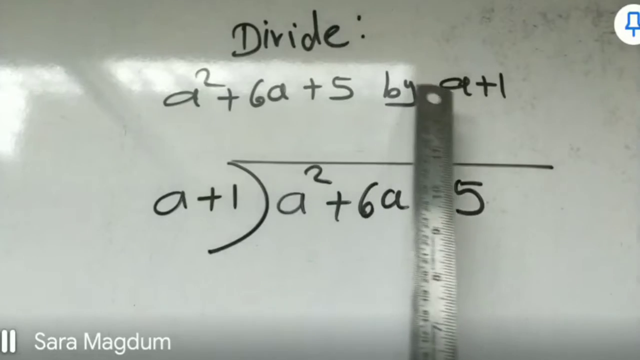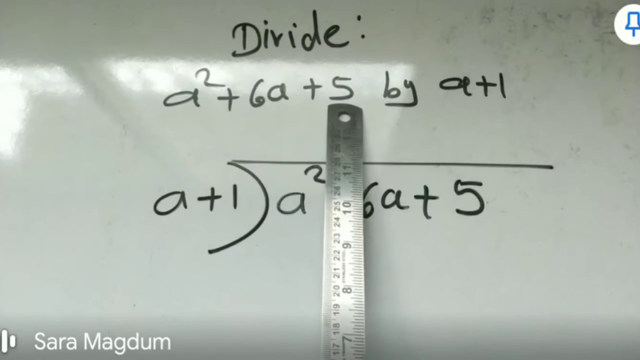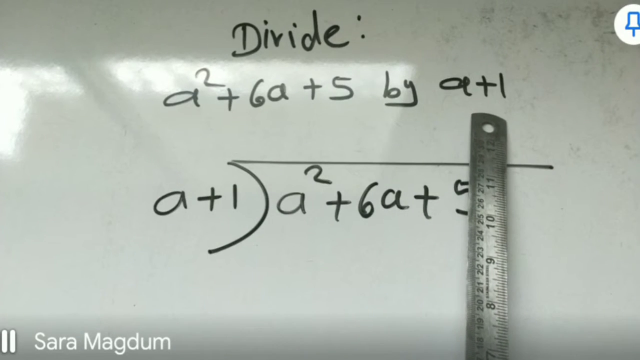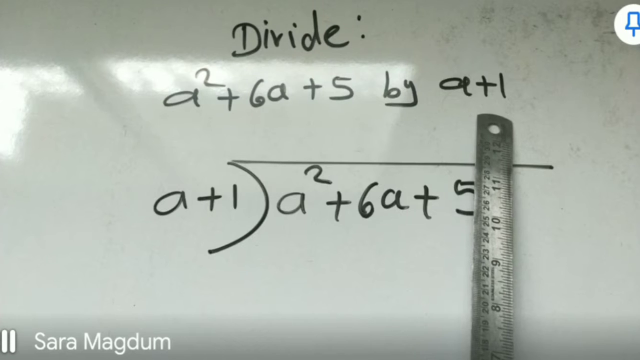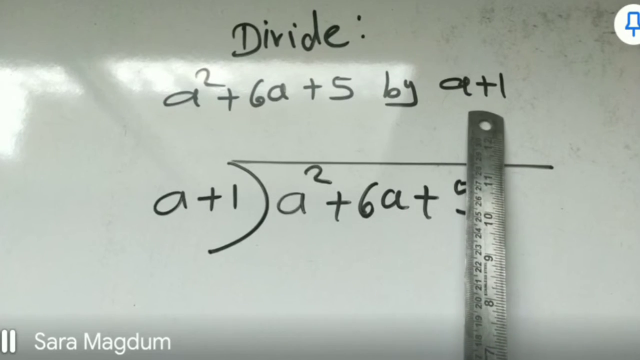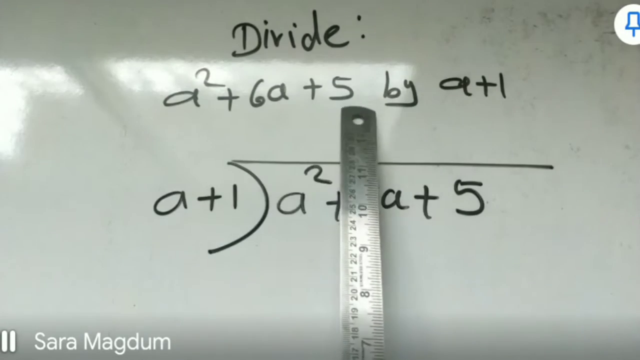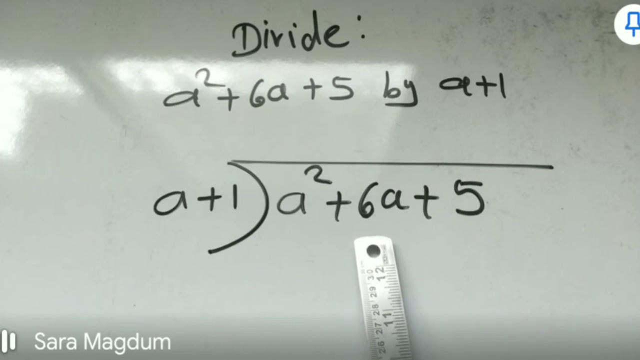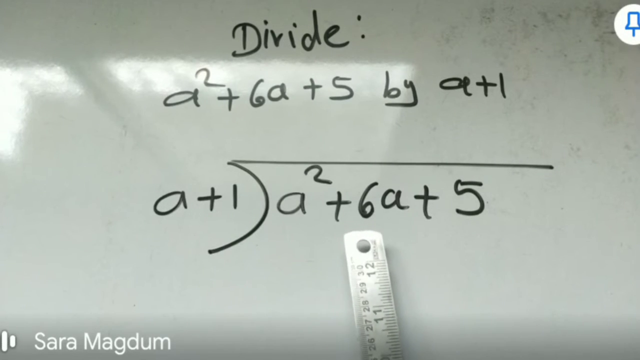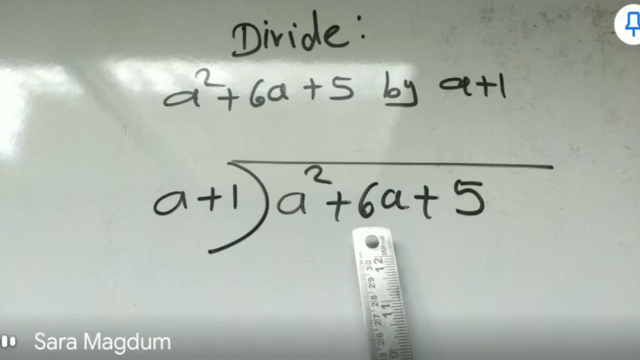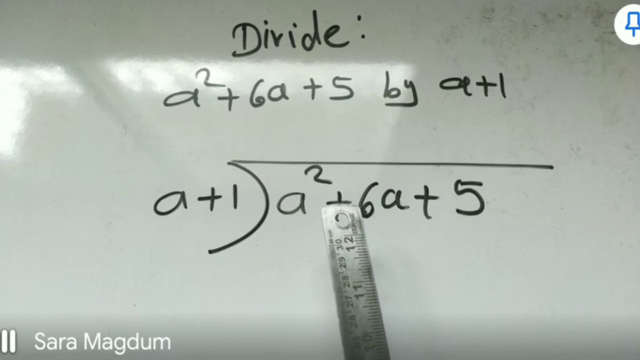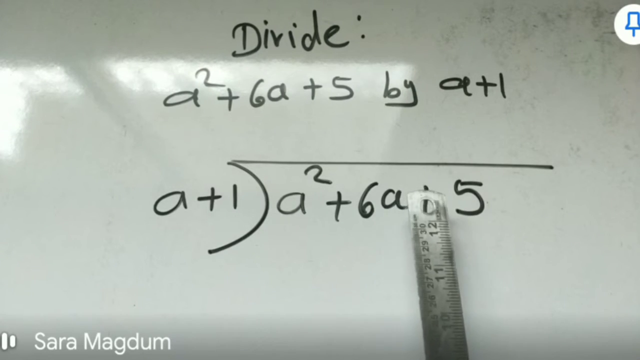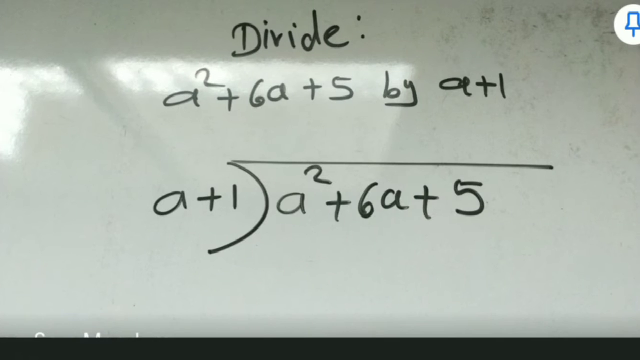What is dividend and what is divisor? This polynomial is the dividend and that polynomial is the divisor, because we are dividing a square plus 6a plus 5 by a plus 1. So I have written this. This is the first step, to write the correct polynomials in their correct positions, places. Now we'll go for the second one.